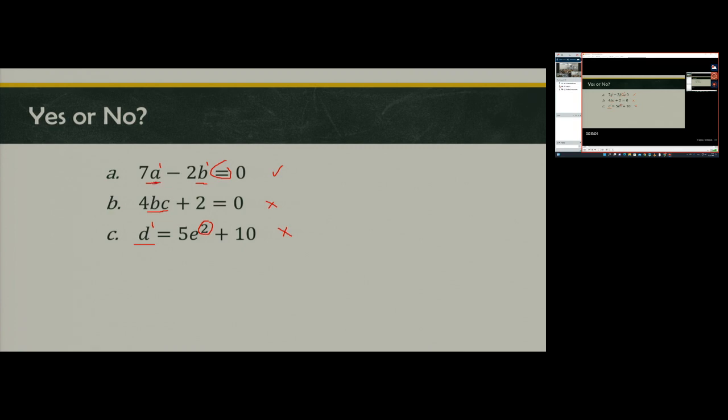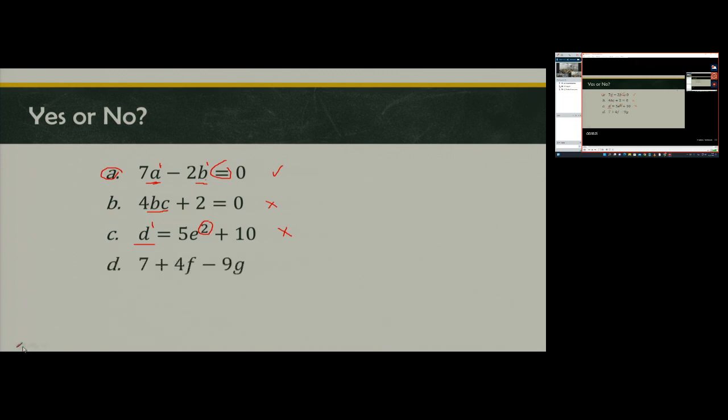As you can see, this letter A is power 1, B is power 1. That's why it is a linear equation in two variables. But this one, D is power 1, but E is not, then it is still not a linear equation in two variables.